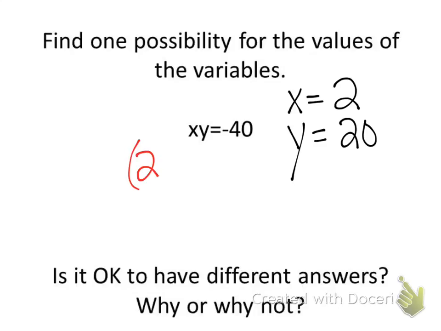Now we're checking. Is this a true statement? 2 times 20 equals negative 40. Oh. What are you missing? Don't erase it. Just fix it. What are you missing? A negative.